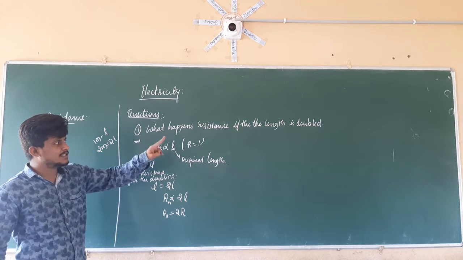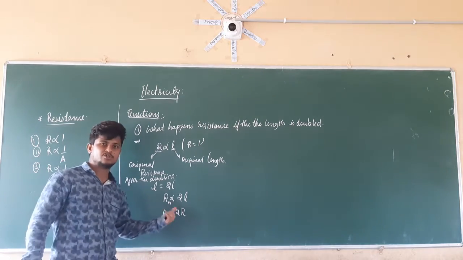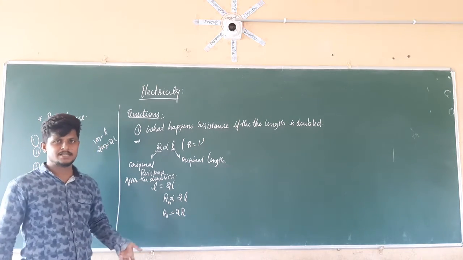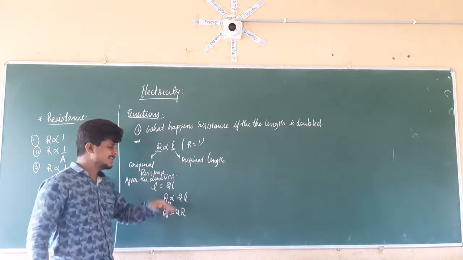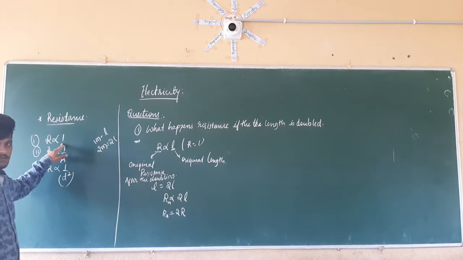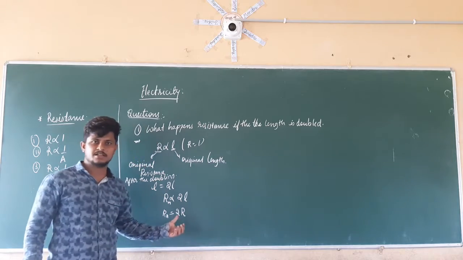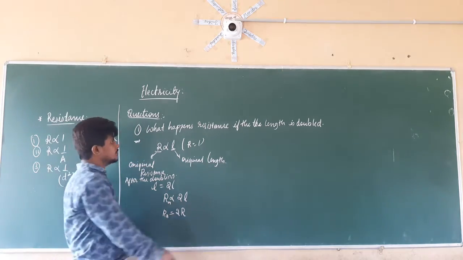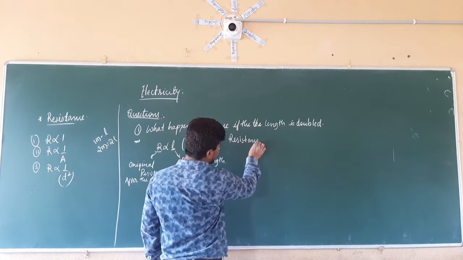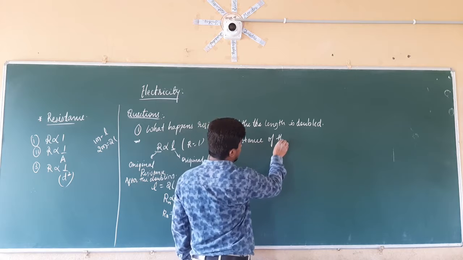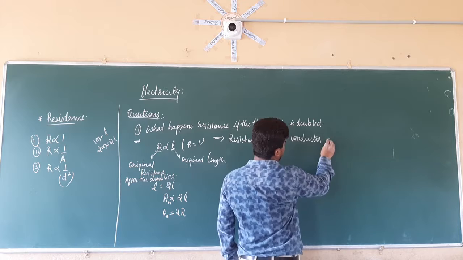So what is happening to the resistance if the length is doubled? The resistance of that conductor is also doubling. It is becoming 2 times the original resistance. Why? Since resistance is directly proportional to the length of the conductor. If the length of the conductor is doubled, in the same manner the resistance of the conductor is also doubled. So here the answer is: the resistance of the conductor doubles.